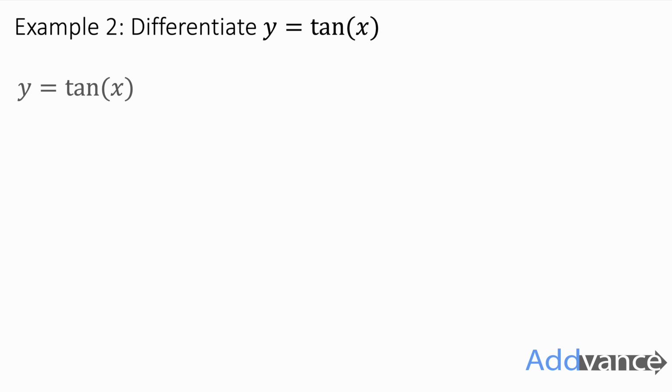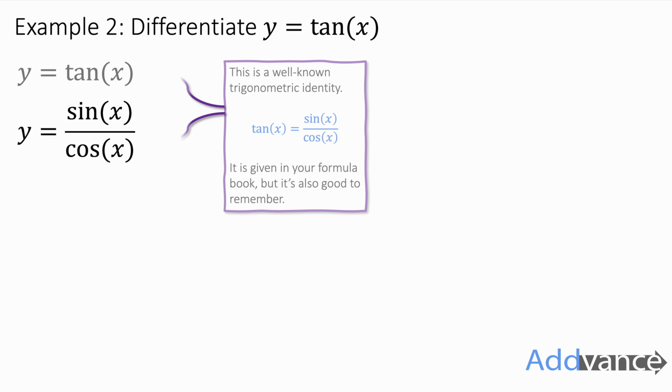Finally, let's also look at example 2. We've got y equals tan of x, and we want to differentiate this. Well, to do this, we need to write tan of x in terms of sine and cos. And you need to remember that sine of x over cos of x is the same as tan of x. This is a famous trigonometric identity, and it's normally given in your formula booklet. So tan of x is equal to sine of x over cos of x. We have now written that function as a quotient, which means we can use the quotient rule.